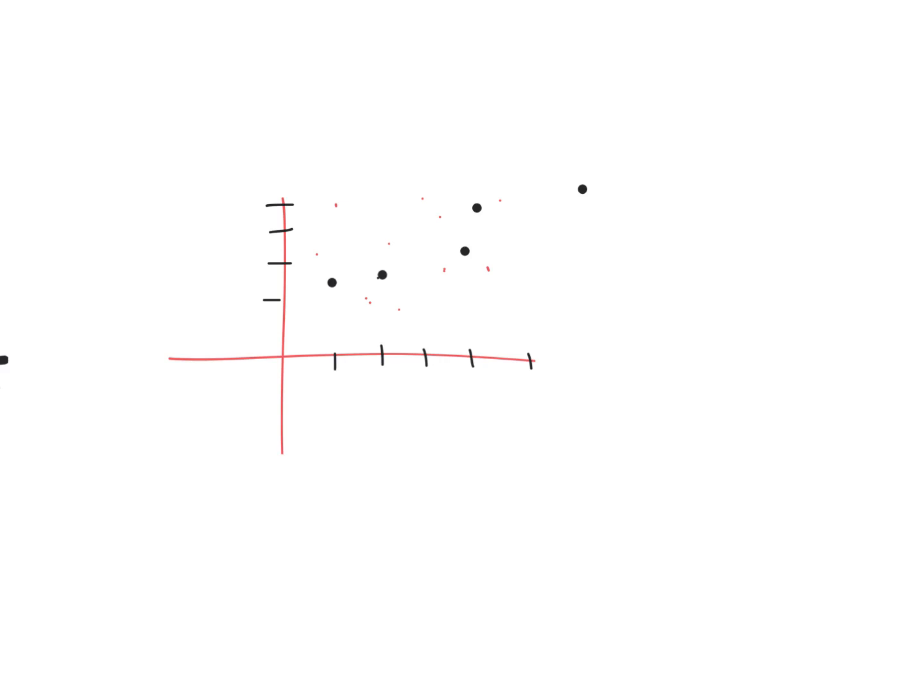Are these red dots going perfectly in line? No. Are they close though? Then this would have an R value of negative 0.95. That means almost perfect. You know what a perfect negative correlation is? -1.